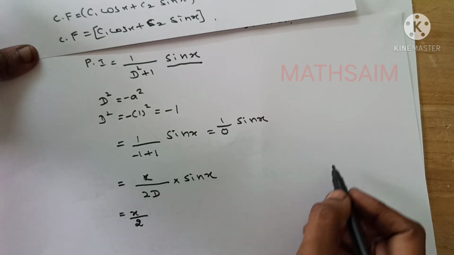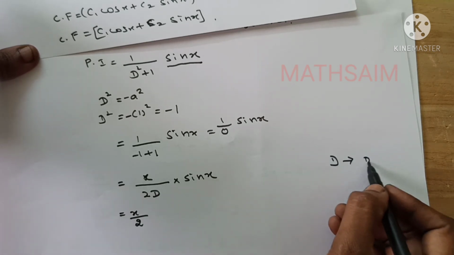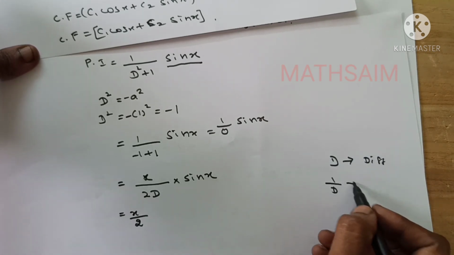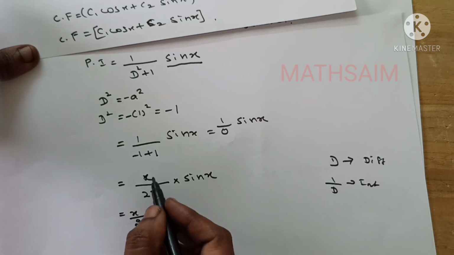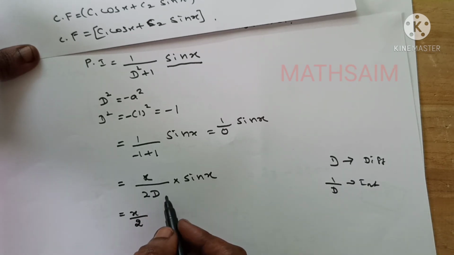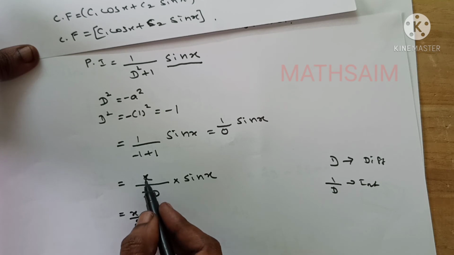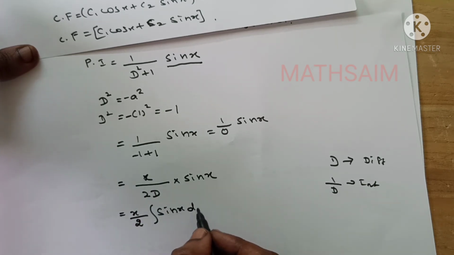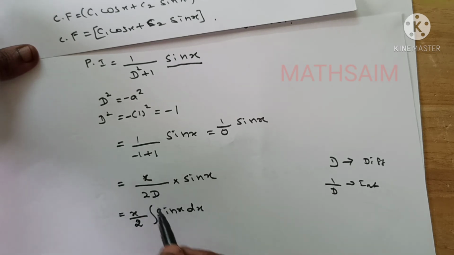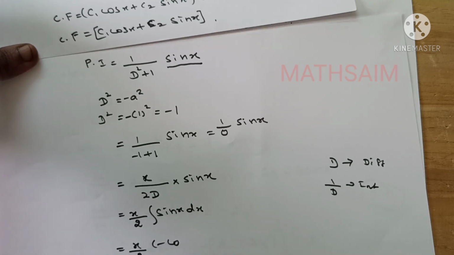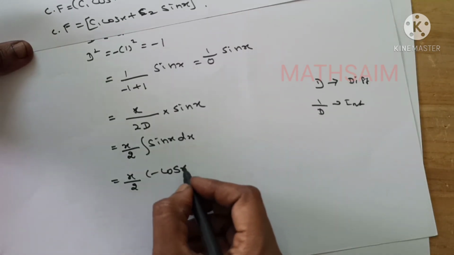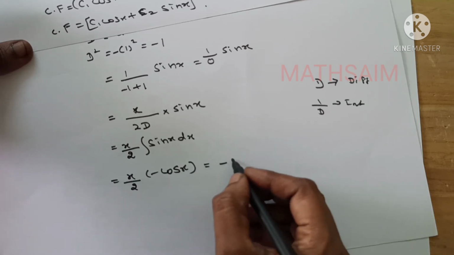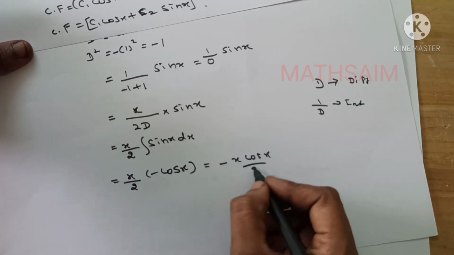And then you know very well what this D means. D means differentiation, so 1 by D means integration. Without disturbing this x, we are going to simply integrate sin x. I wrote this 1 by D as integration of sin x dx. Now what is the integration of sin x? This is minus cos x. So now this is minus x into cos x by 2.